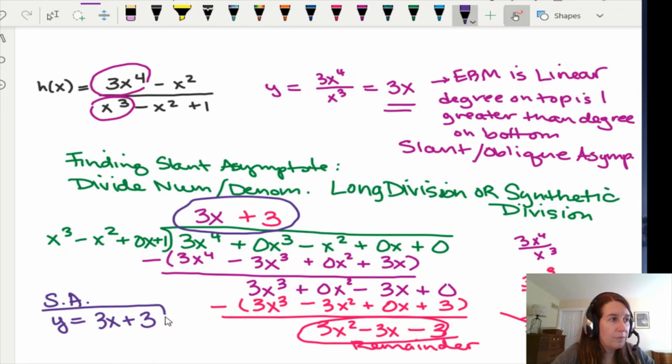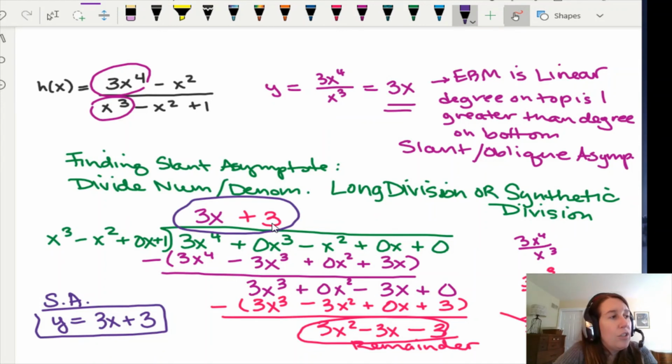First of all, notice that we actually knew the 3x already from our end behavior model. So really all we were looking for was the constant term, because now we could actually graph that line if we needed to, right? 3x plus 3.